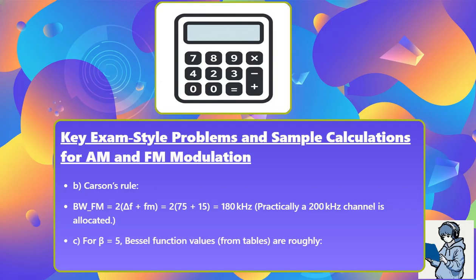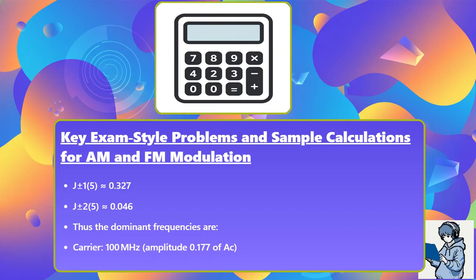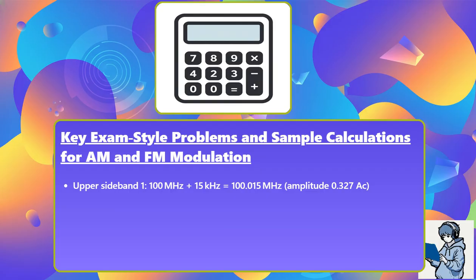C. For beta equals 5, Bessel function values from tables are roughly J_0(5) approximately negative 0.177, the carrier amplitude. J_plus or minus 1(5) approximately 0.327. J_plus or minus 2(5) approximately 0.046. Thus the dominant frequencies are carrier 100 MHz, amplitude 0.177 A_C. Upper sideband 100 MHz plus 15 kHz equals 100.015 MHz, amplitude 0.327 A_C.